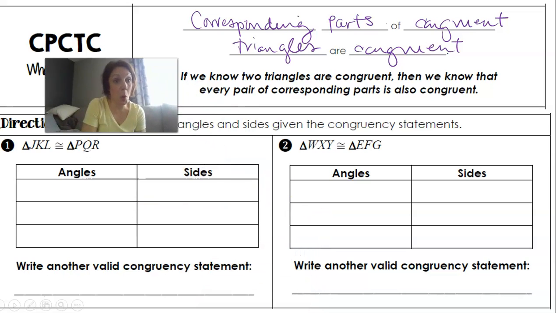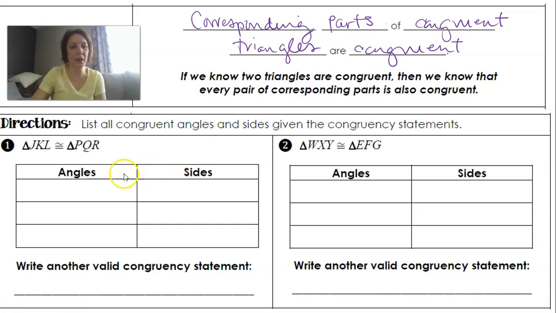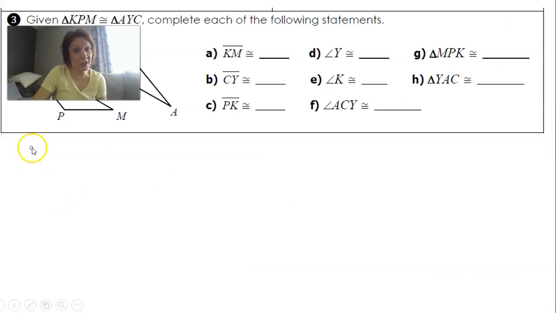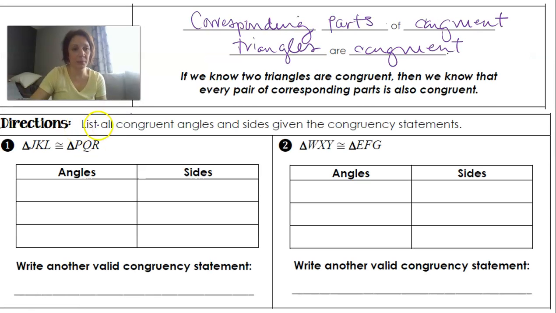CPCTC. Okay, so notice here they didn't give us a picture. No picture, just angle names or triangle names. So this first triangle is named JKL and the second triangle is named PQR. So I don't need pictures of them. Sometimes it helps to have them. I have no idea what these triangles actually look like. I'm just going to draw two random triangles. JKL, PQR. There they are.